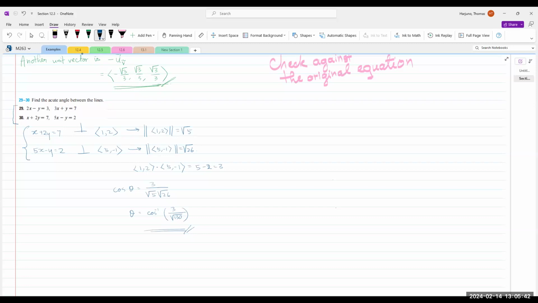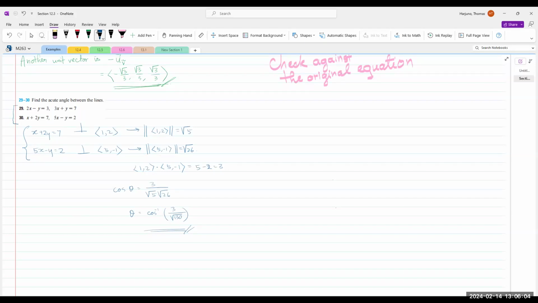Now this theta here is the same as the theta we have here. Okay, the angle between two lines equals the angle between their normal vectors. See, a lot shorter, right?